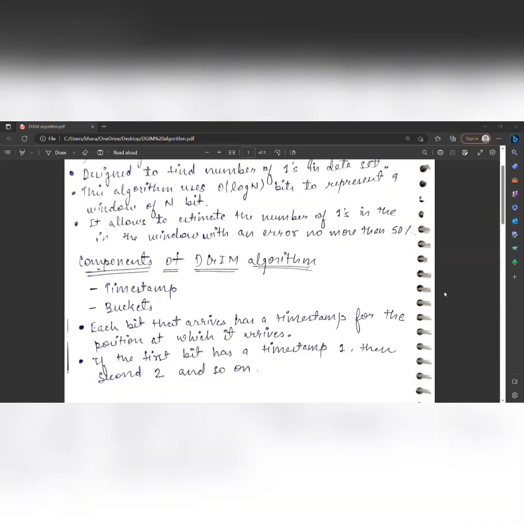So, the components of the DGIM algorithm. The first one is the timestamp and the second is buckets. So what does the timestamp represent? Each bit that arrives has a timestamp for the position at which it arrives. If the first bit has a timestamp of, let's suppose, 1, then the second bit that comes after it will have a timestamp of 2, and so on.